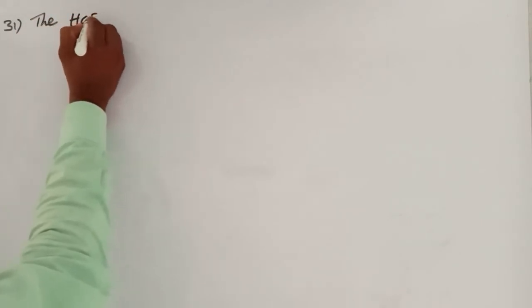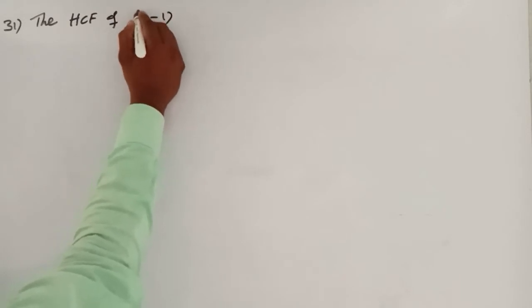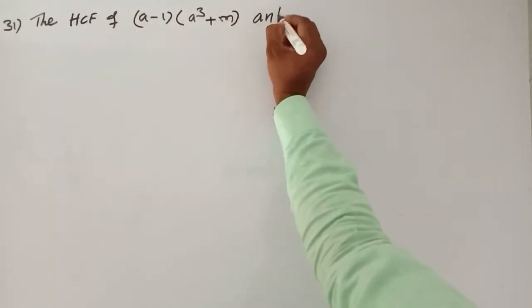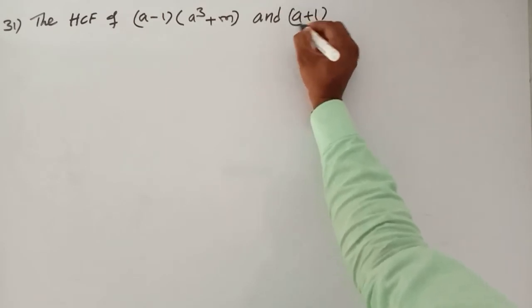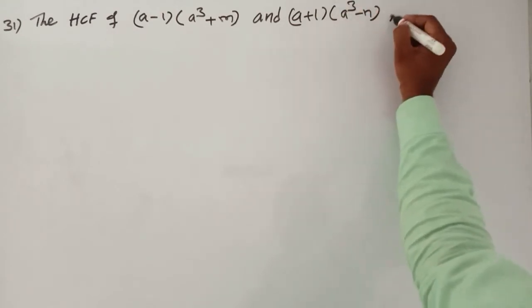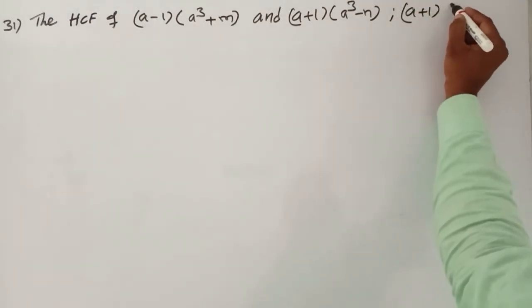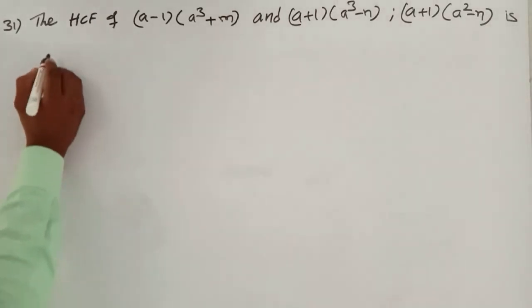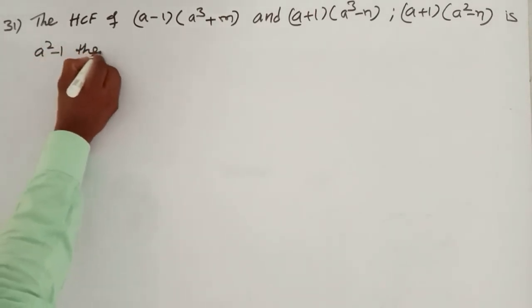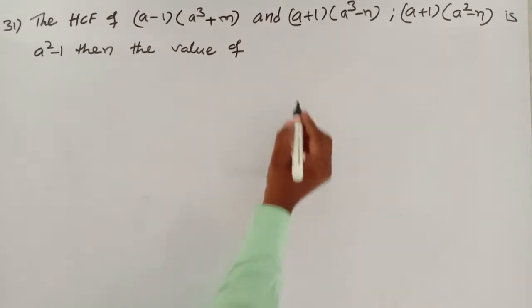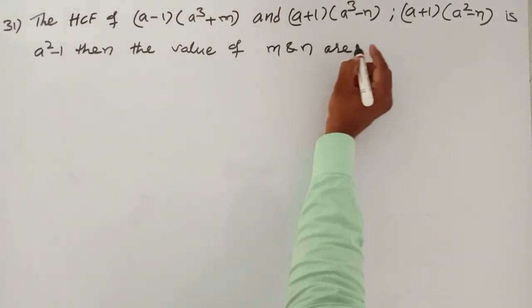Children, we'll do the 31st question. The HCF of (a minus 1) into (a cube plus m), (a plus 1) into (a cube minus n), and (a plus 1) into (a square minus n) is a square minus 1. Then the values of m and n are dash.